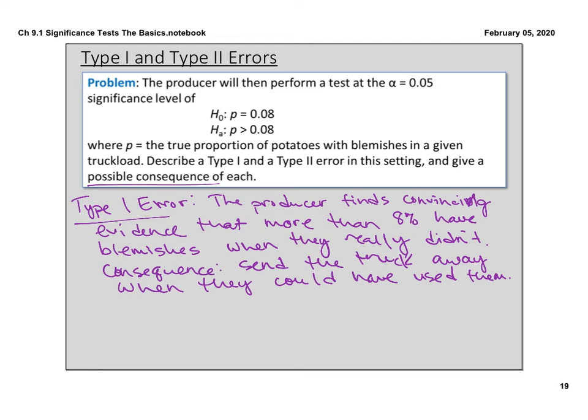Huge production problem here, okay? So now type 2 error, let's talk about a type 2 error. Type 2 error would be that the producer does not find convincing evidence. So remember, type 2 error is high p-value. High p-value means that you fail to reject the null in favor of the alternative and accept whatever the null is. So the producer fails to find convincing evidence. The producer does not.